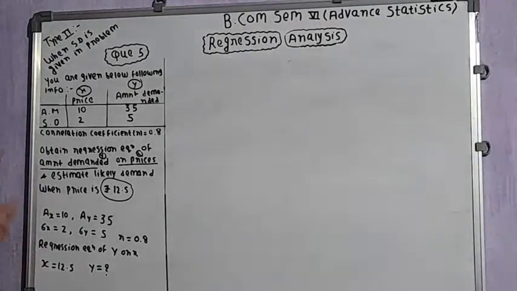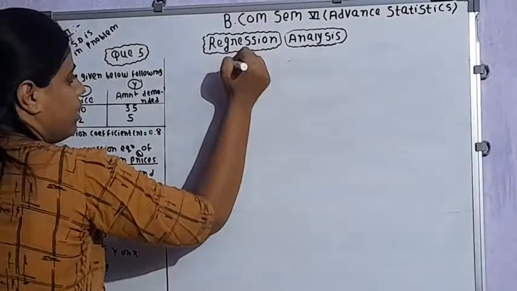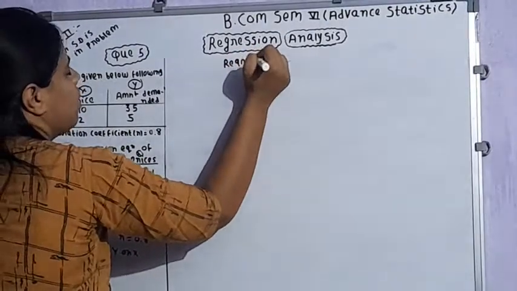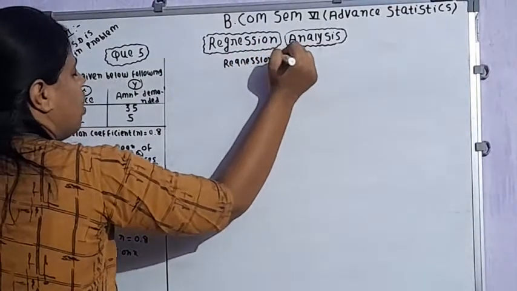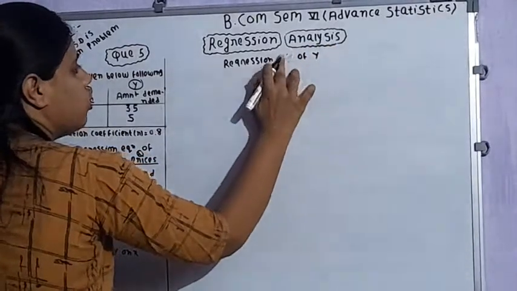Now what is the further step? The further step is the calculation of the regression coefficient and the regression equation with the help of the given information. Okay. So here we have to find the regression equation of Y on X. For that we will require the regression coefficient of Y on X. So let's calculate it.